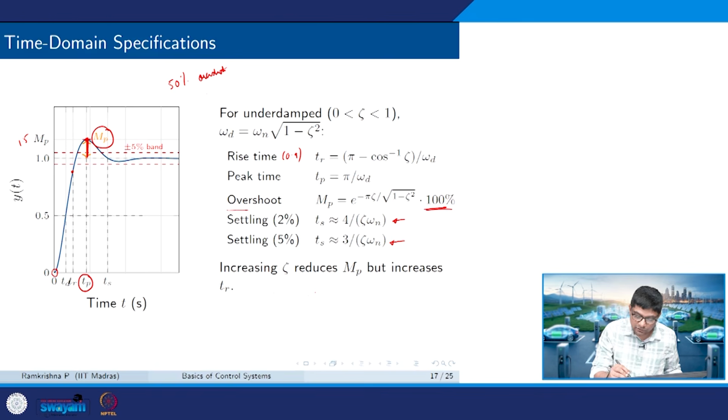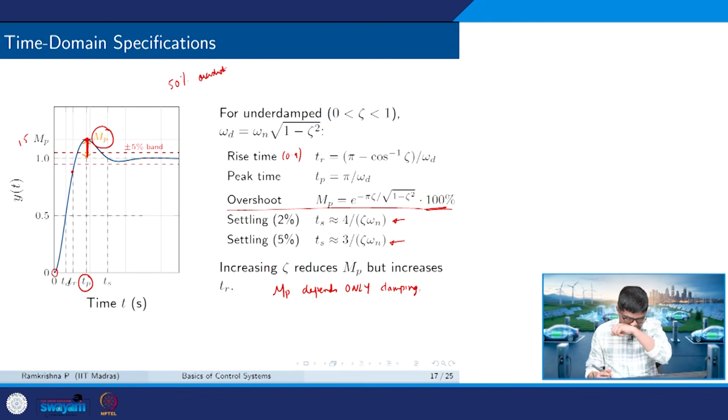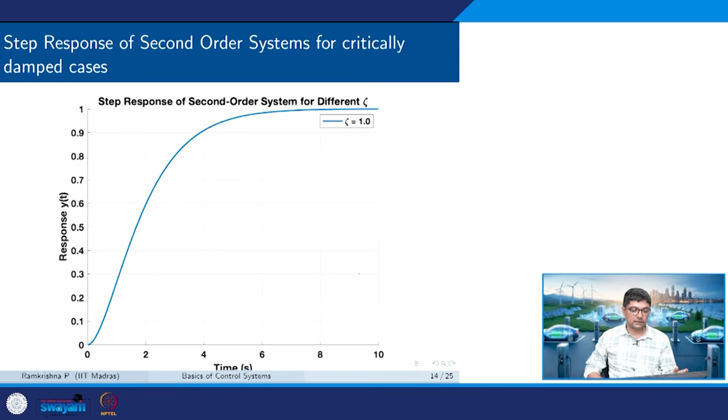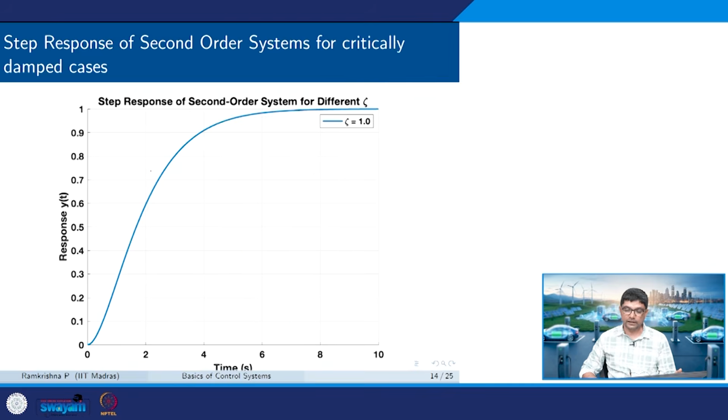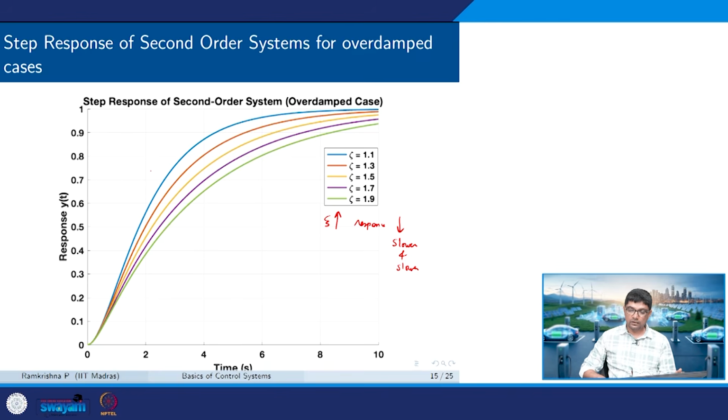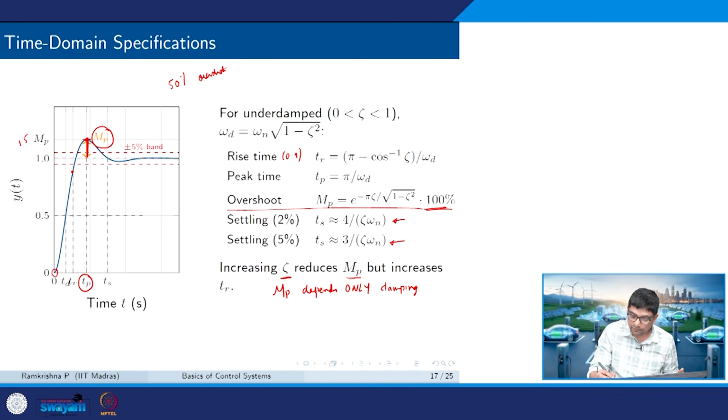Okay, let us look at each of these quantities now. Look at the peak overshoot. The peak overshoot depends only on the damping ratio. And what we also see is that increasing zeta reduces the overshoot. That's what we saw in these pictures here. I increase the zeta. 0.1 has the highest overshoot, and then say 0.707 has the lowest overshoot. So, increasing zeta reduces MP.